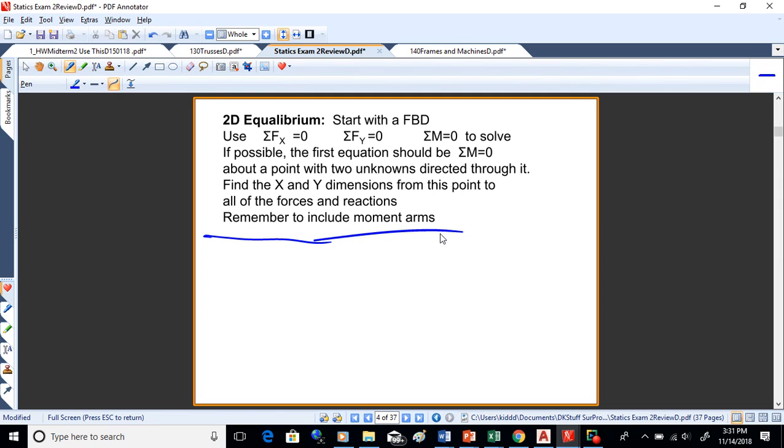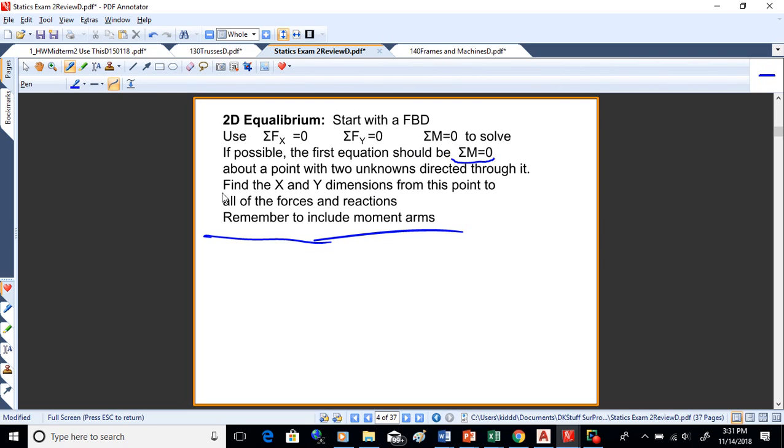All right, 2D equilibrium: start with a free body diagram, then use sum of Fx, sum of Fy, and sum of moments equal 0 to solve. Quite often, the first equation should be the sum of moments about a point where two of the unknowns intersect. That way you can solve for the third. Because in 2D equilibrium, you have three equations, you can only solve for three unknowns. So if you can identify a point that has two of the unknowns intersecting in it, you can use that, take a moment, and solve for the third force.